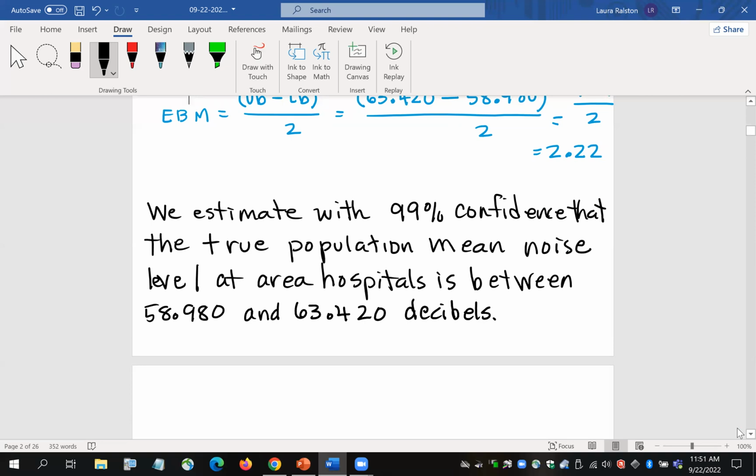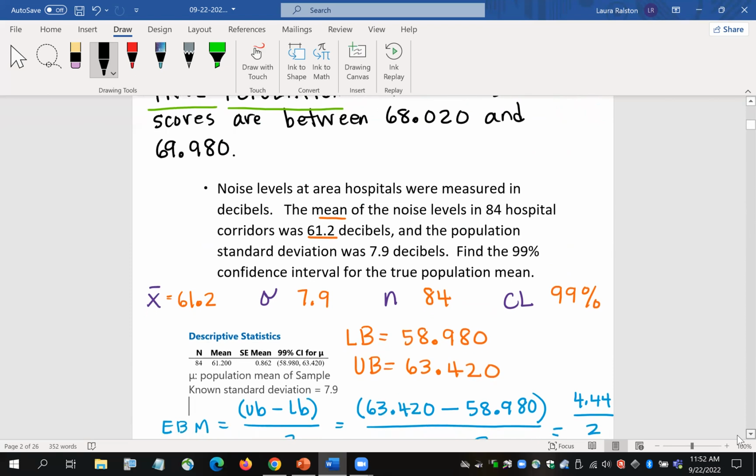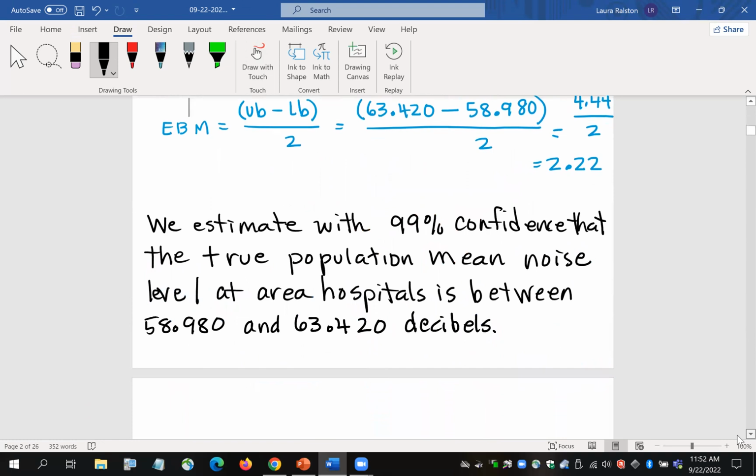Other questions? Is the error bound margin, is that the plus or minus? That's the plus or minus. Okay. Yes, ma'am. That's the plus or minus. Okay. So like that example that you gave with the polling or whatever, that was plus or minus 4.9, so almost 5. Okay. Yeah.